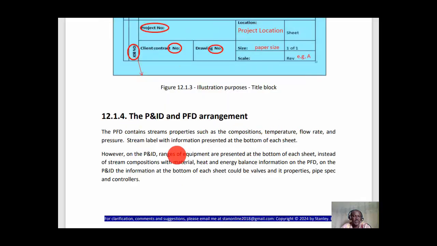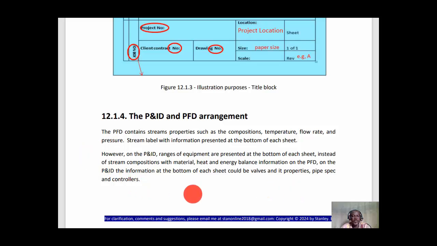P&ID and PFD arrangement. The PFD contains stream properties such as composition, temperature, flow rate, and pressure. Stream labels with information are presented at the bottom. However, on the P&ID, ranges of equipment are presented at the bottom of each sheet instead of the stream composition with material, heat, and energy balance information on the PFD.